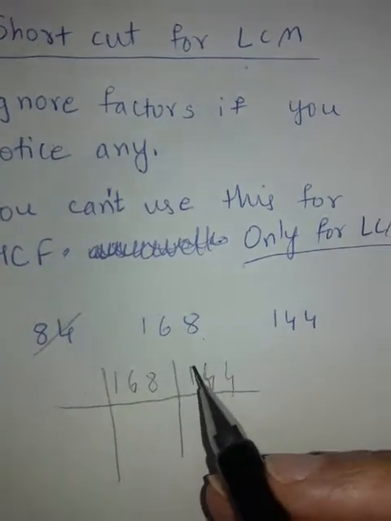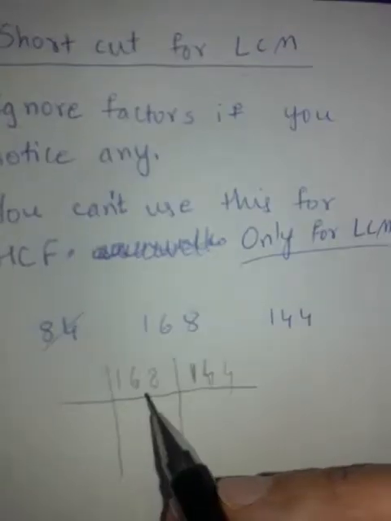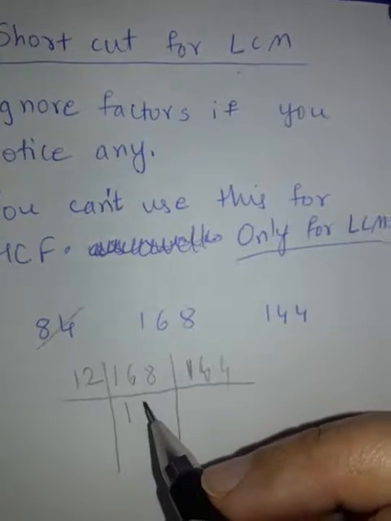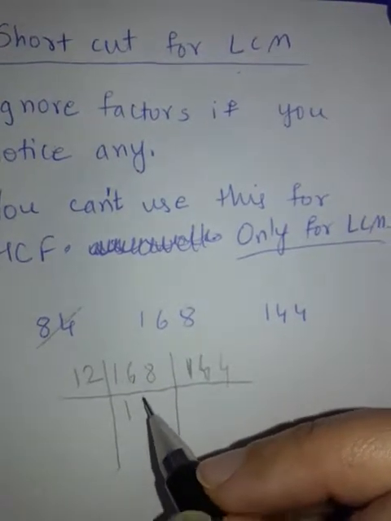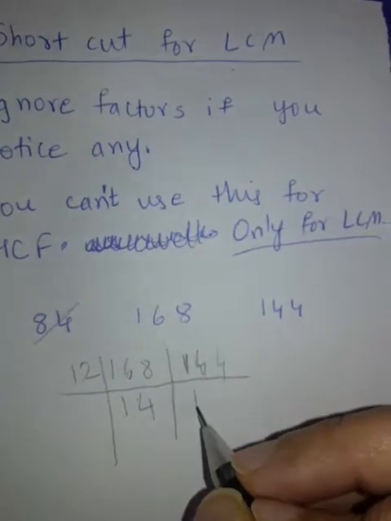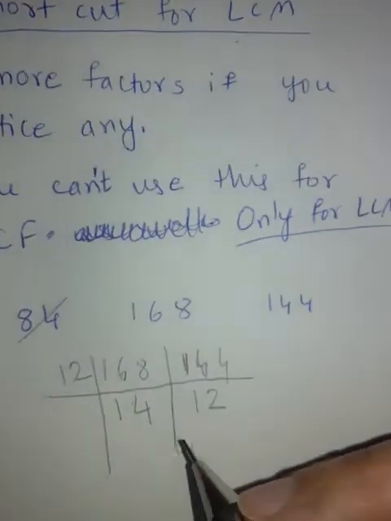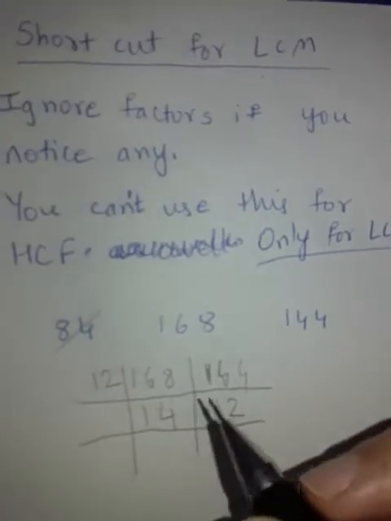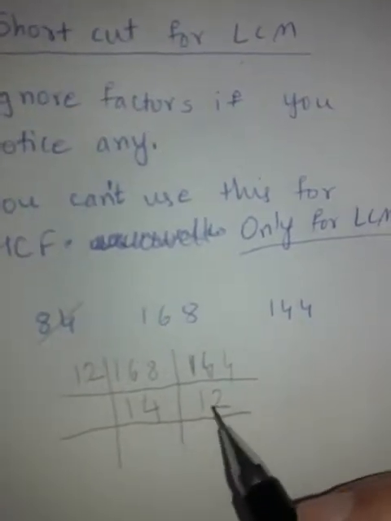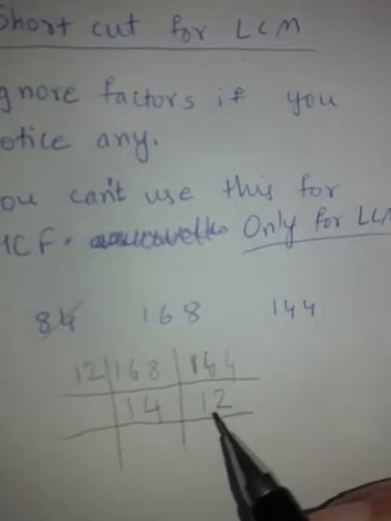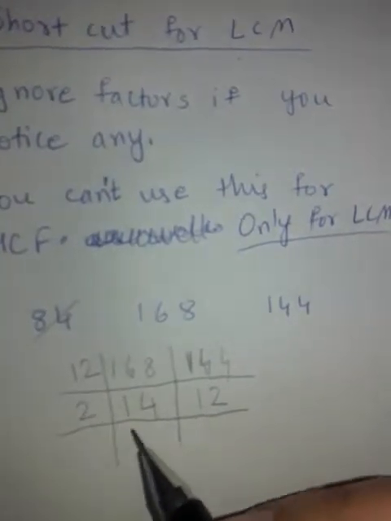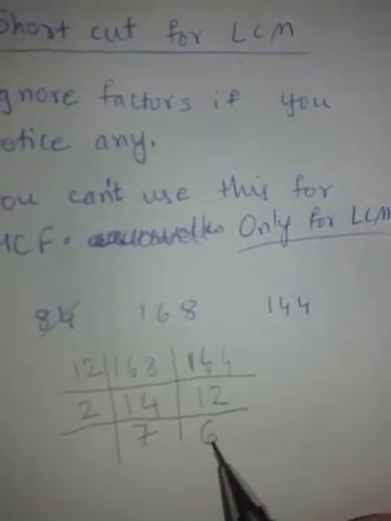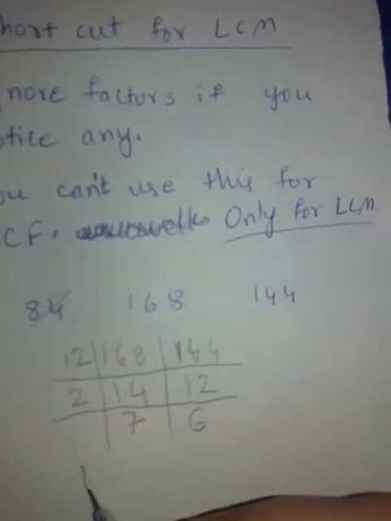144 is 12 into 12. Let me see if this is divisible by 12. 12 ones are 12, 12 fours are 48. And this is 12 12s. Can I stop here? No, because for LCM we go on till we have no common factor. So for 14 and 12 there is a common factor 2. 2 7s are 14 and 2 6s are 12. Now between 7 and 6 there is no common factor.